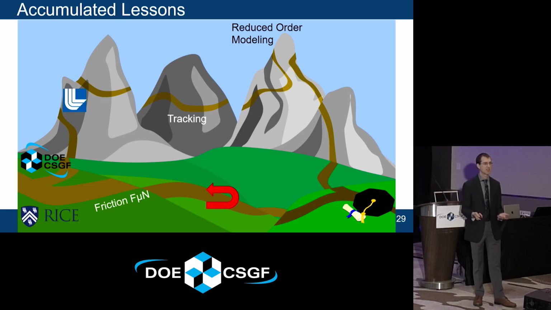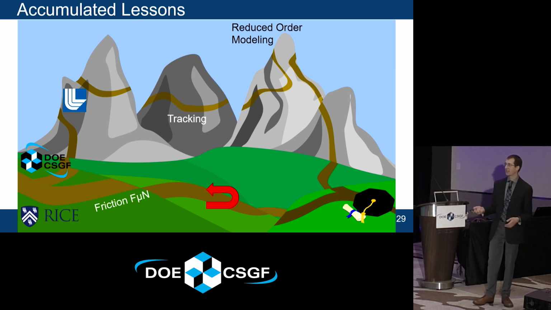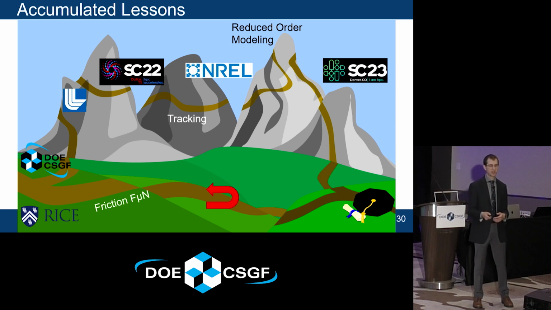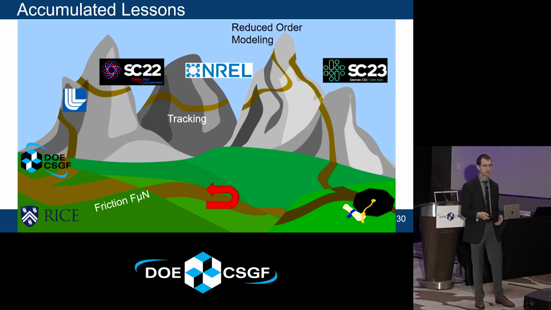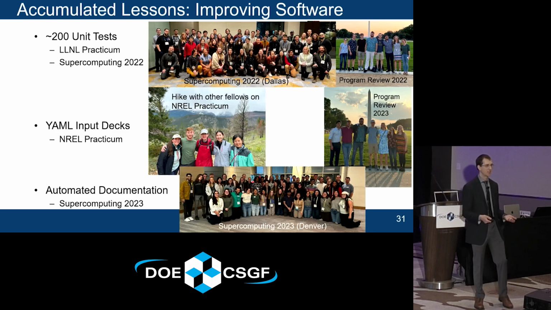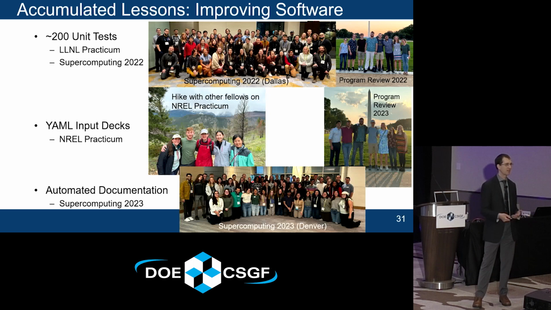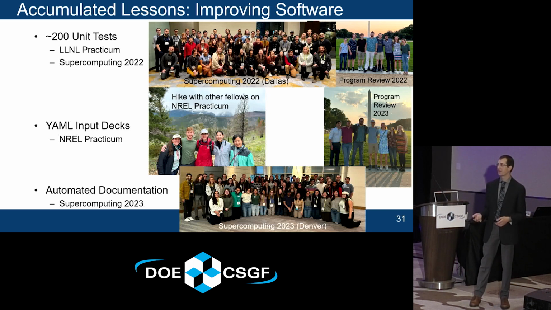So with my time in CSGF, I also had an opportunity to go to a number of things and accumulate a number of lessons to improve my software engineering. I attended 2 supercomputing conferences in person, and I also had a chance to do a second practicum at the National Renewable Energy Lab. From these, I learned about unit testing, which from a mechanical engineering background isn't really covered in our undergrad or even graduate courses. So I have about 200 unit tests on my final code. That's stuff I picked up from the Lawrence Livermore practicum and going to supercomputing.